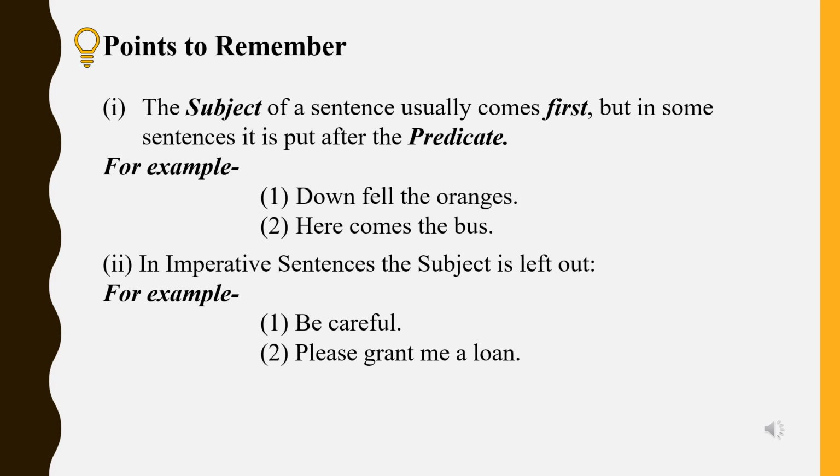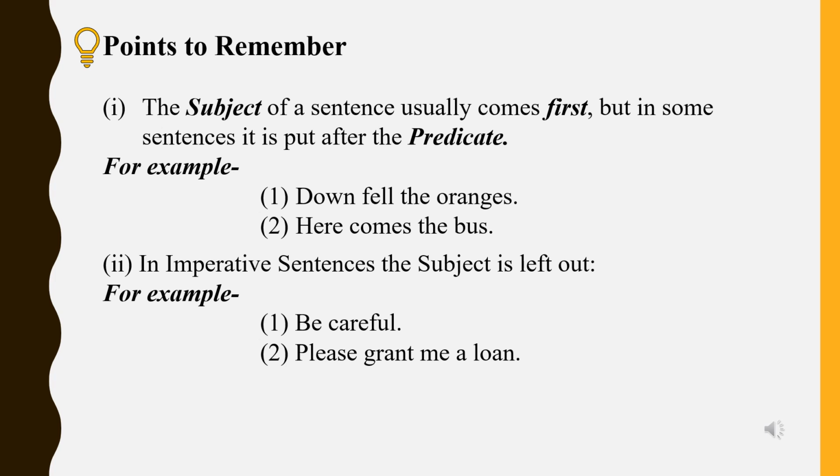See the examples. Down fell the oranges. Here comes the bus. In the first sentence, the oranges is the subject which comes after the predicate. In the second sentence, the bus is the subject which too comes after the predicate. Remember, exceptions are always there.